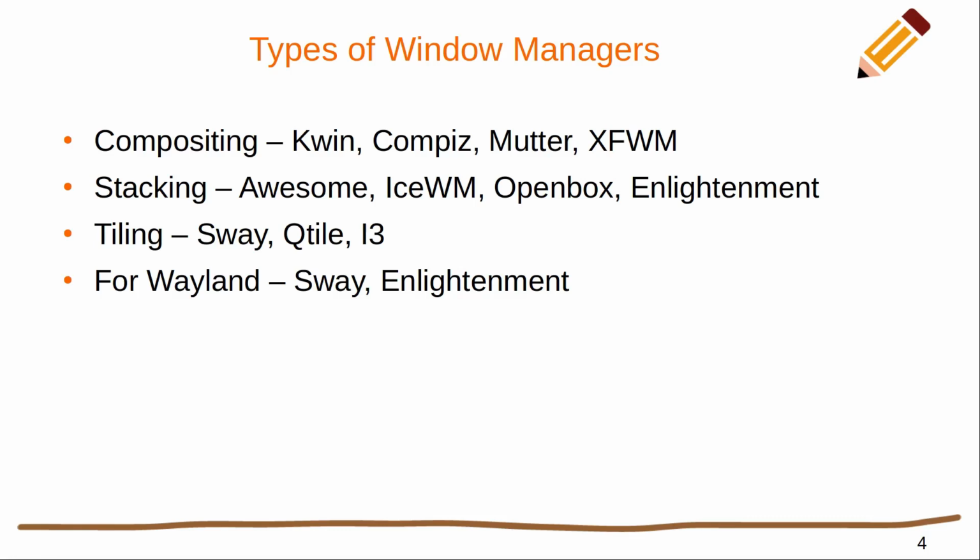And then you've got tiling window managers, and the way they work is the windows don't go on top of each other. They tile in such a fashion that they don't cover each other up. Examples of tiling window managers are i3, Sway, and Qtile. And the reason I've got Wayland at the bottom is not all window managers work for Wayland at the moment, but Sway and Enlightenment are two that do.